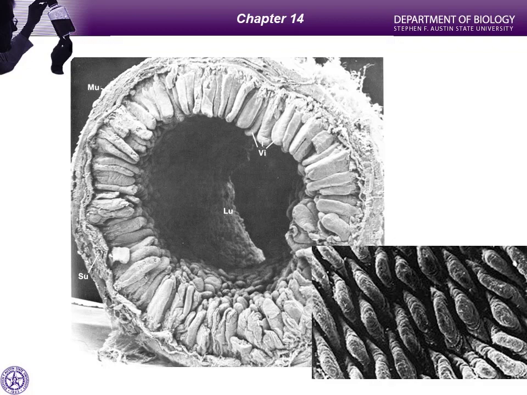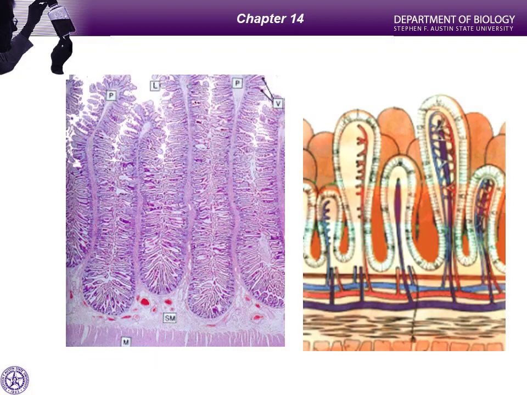Pretty pictures. Again, this is looking at one of the villi and all of the cells that cover that surface. This makes kind of a little indentation down inside.